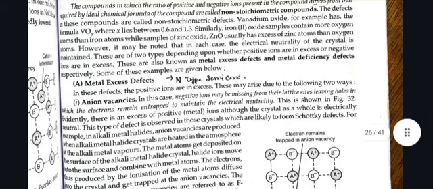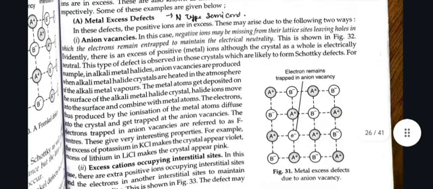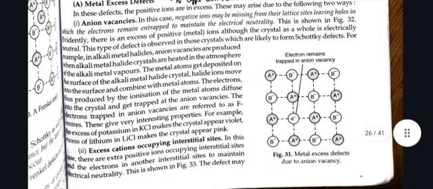For example, in alkali metal halides, anion vacancies are produced when alkali metal halide crystals are heated in the atmosphere of the alkali metal vapors. The metal atoms get deposited on the surface of the alkali metal halide crystals. Halide ions move to the surface and combine with metal atoms. The electrons thus produced by the ionization of the metal atom diffuse into the crystal and get trapped at the anion vacancies. The electrons trapped in anion vacancies are referred to as F centers. This gives very interesting properties. For example, the excess of potassium in KCl makes the crystal appear violet. Excess of lithium in LiCl makes the crystal appear pink.